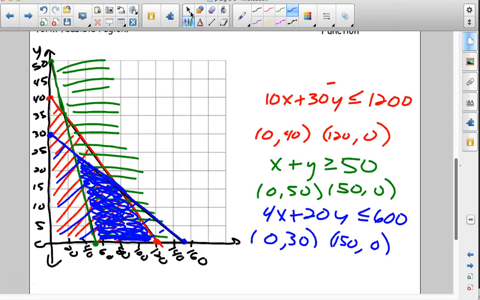There's good news and there's bad news. The good news is a couple of these, they're easy to find. I already know this one came from my green, so I can go over here and say, hey, that was going to be at 50, 0. And from my red, that's going to be at 120, 0. I got a couple of vertices up here.